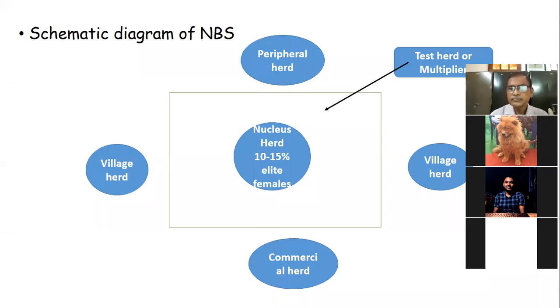Whatever genetic improvement is there in the nucleus herd will be transferred to the test herd or the multiplier herd, where the animals will be multiplied, because the sires produced in the nucleus herd generally will not be transferred to the village herd. They will only be allowed for breeding in the test herd for the production of male calves, which will be used for breeding at the village level. This is the concept of the nucleus breeding system.